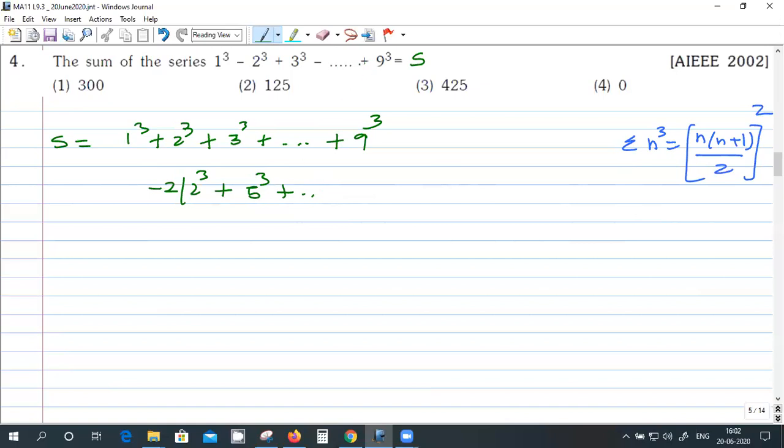8 is also minus, right? So 2 is minus, sorry, it's 4. All the even terms are minus. So it'll be 4 cube, 6 cube, 8 cube, right? Is it clear? Yes, sir. Now we should be able to do it.